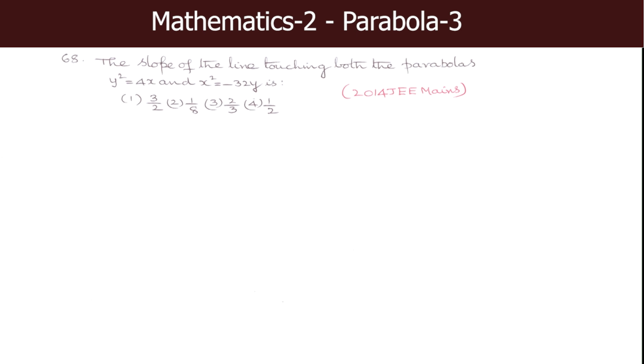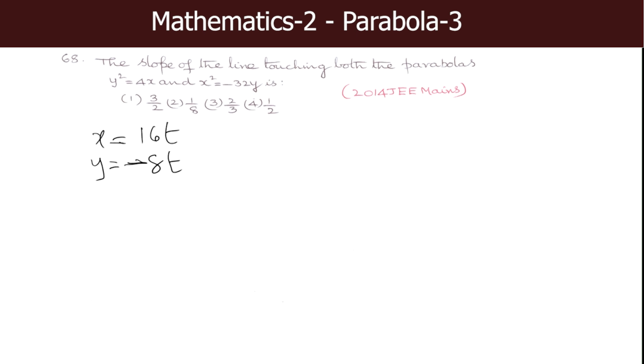68. The slope of the line touching both the parabolas y square equal to 4x and x square equal to minus 32y is 2014 JEE Mains. What is the slope of the straight line touching both the parabolas y square equal to 4x and x square equal to minus 32y? You know the condition for a line to be tangent to the parabola y square equal to 4x, but you do not know the condition for the line y equal to mx plus c to be tangent to the other parabola x square equal to minus 4ay. So, what are the parametric coordinates of this? x equal to, what is this, 16t and y equal to minus 8t.